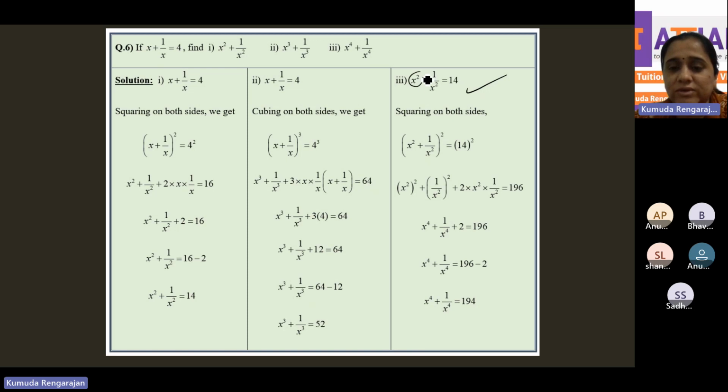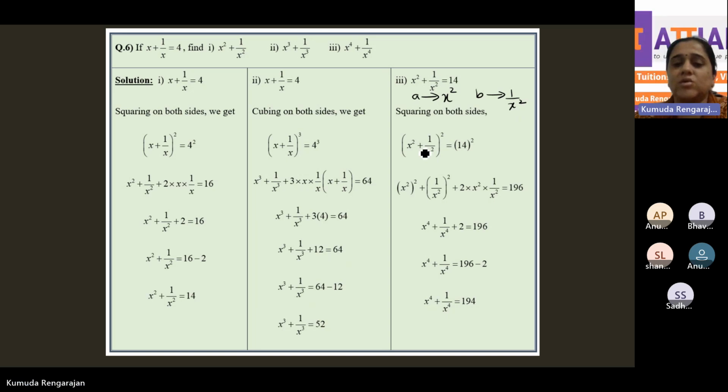So here your a is this one. This is a. This is your b. Okay, a, b. So a plus b the whole square. So a square, you can see this is a. X square is a square. Correct? What is your a, children? Online students, what is a here? X square. And what's b? 1 by x square.